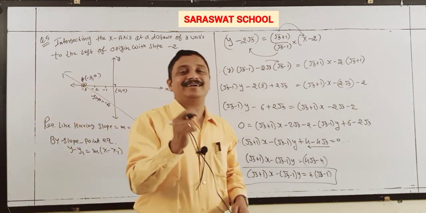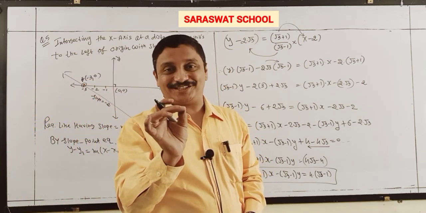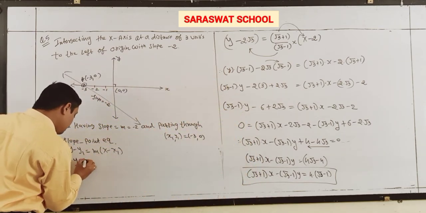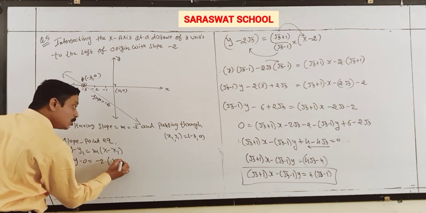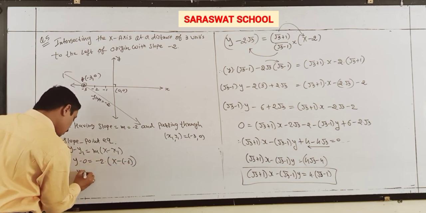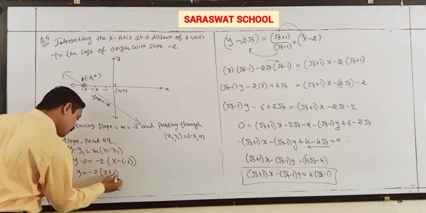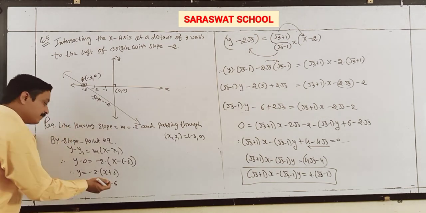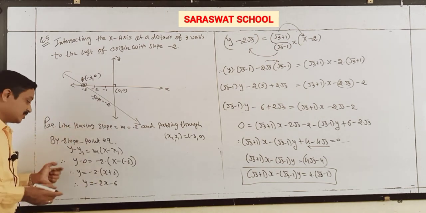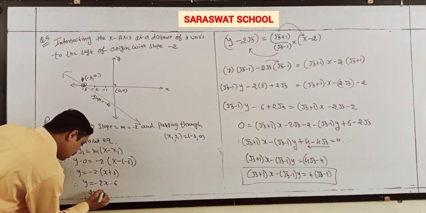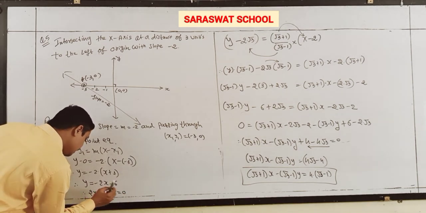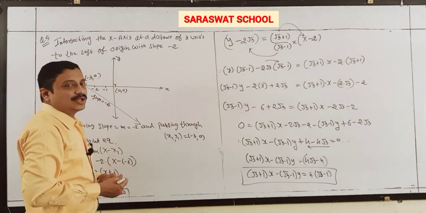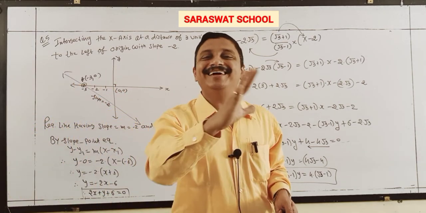Students, you should learn by heart all our 6 forms of the equation of a line. x1, y1: y1 is 0, slope minus 2, x1 is minus 3, so y is equal to minus 2(x plus 3). In short, minus 2x minus 6. That becomes your answer, minus 2x minus 6. So now rearrange: 2x plus y plus 6 is equal to 0. Just rearrange to 2x plus y plus 6. And here, students, your fifth question is also easily and happily done.